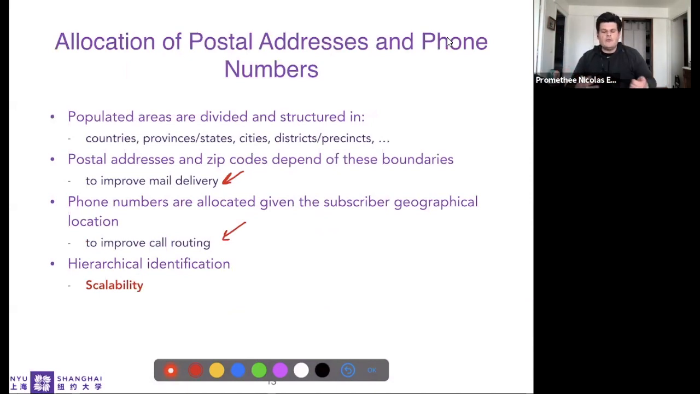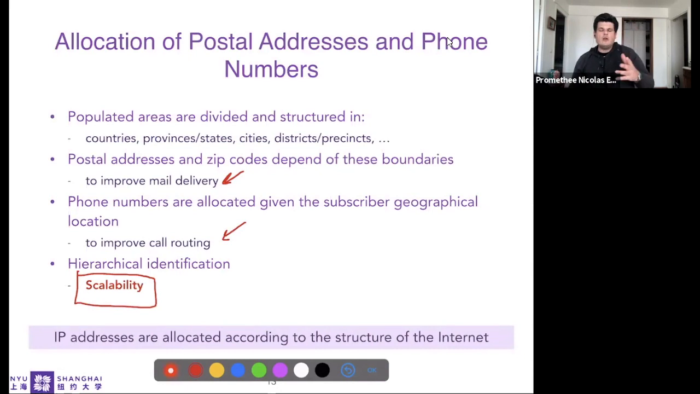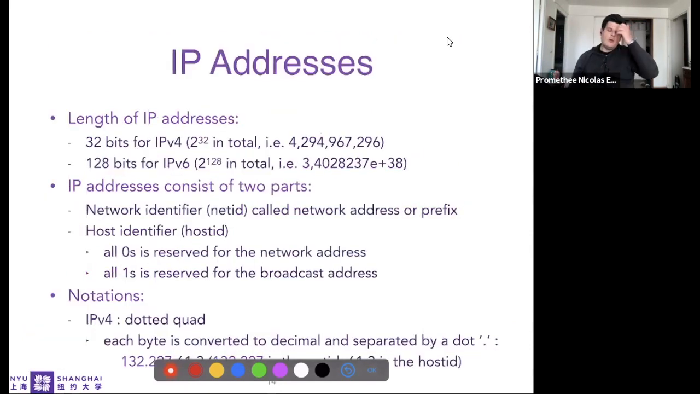So we do that because we need to improve the routing or the delivery of mail or phone calls, and we do it so that it's scalable. We want to achieve a system that doesn't depend so much on how large the network is. To make it scalable, we use hierarchy. And this is exactly what we do for IP addresses. There are three main reasons why we make them hierarchical. First of all, let's discuss the size. IPv4 has 32 bits, so we have a little more than 4 billion IP addresses, and they are not enough.